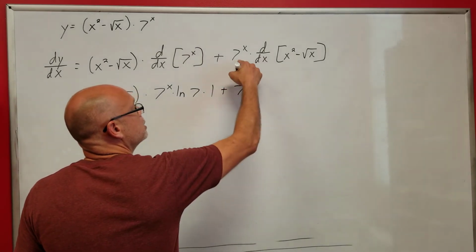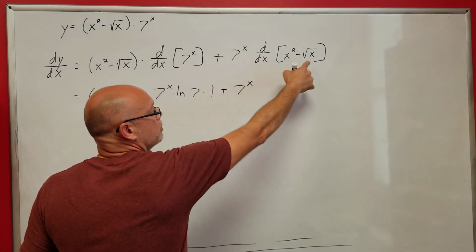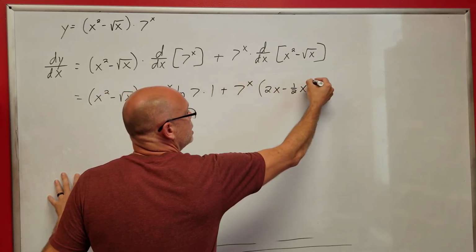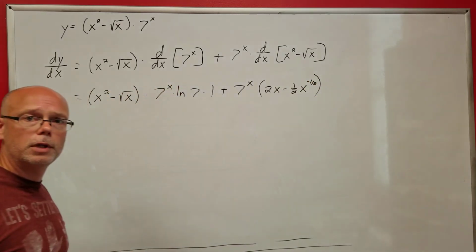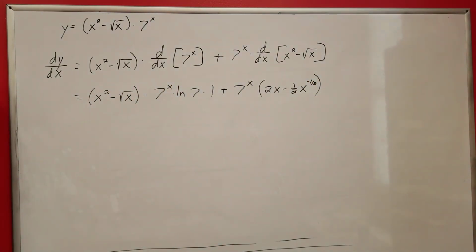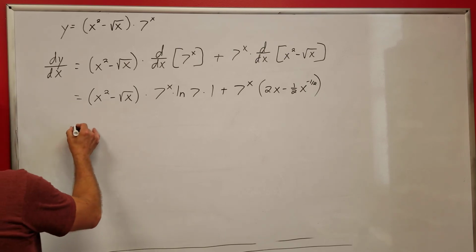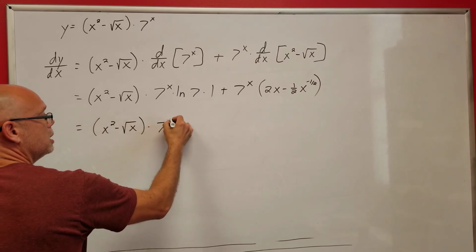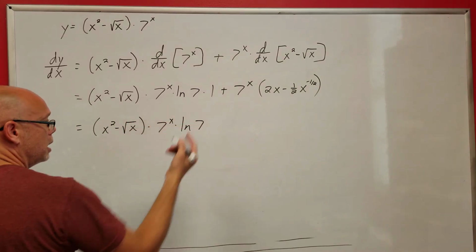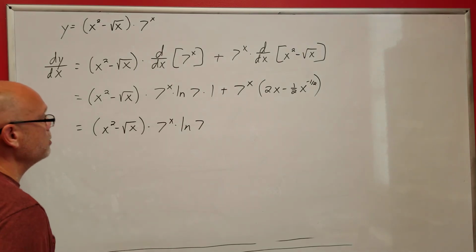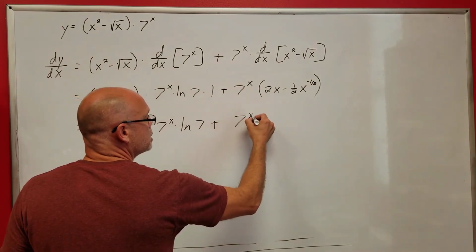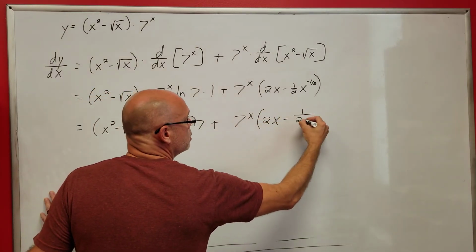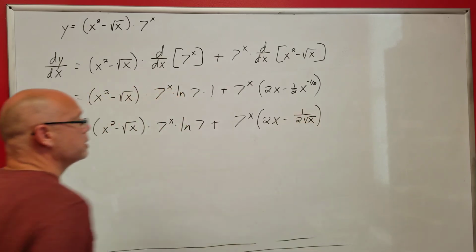Bring down this 7 to the x right here. How about the derivative of this stuff? Wouldn't that be 2x minus 1/2 x to the negative 1/2? Now verify that for yourself. All right, so I'm going to say this is x squared minus square root of x times 7 to the x times the natural log of 7 times 1, which is still just the natural log of 7, plus 7 to the x I'm going to bring down, but this part I'm going to rewrite as 1 over 2 square roots of x.